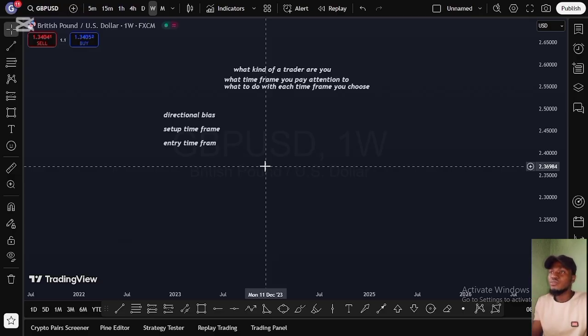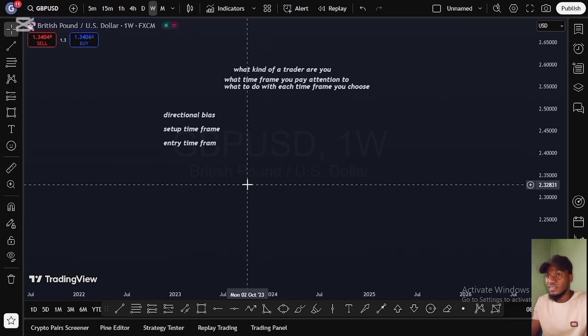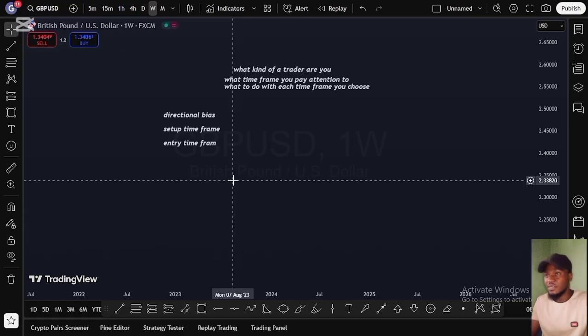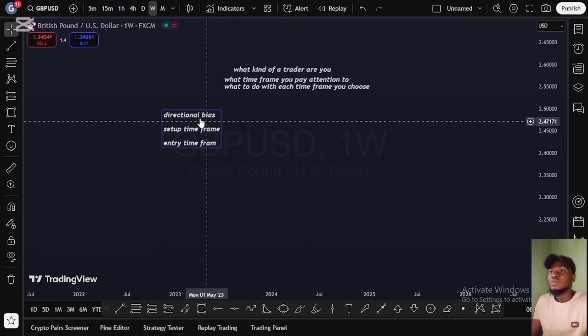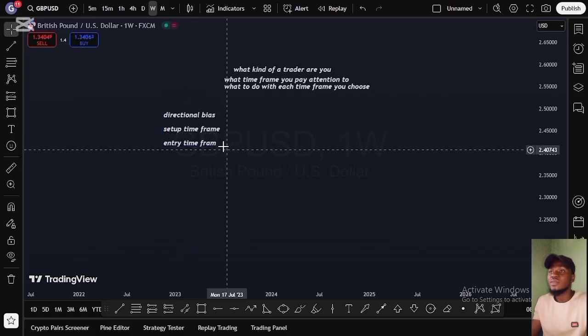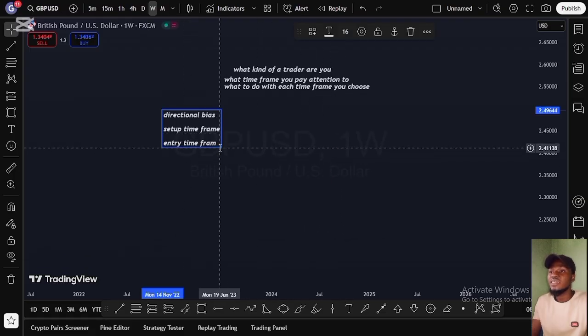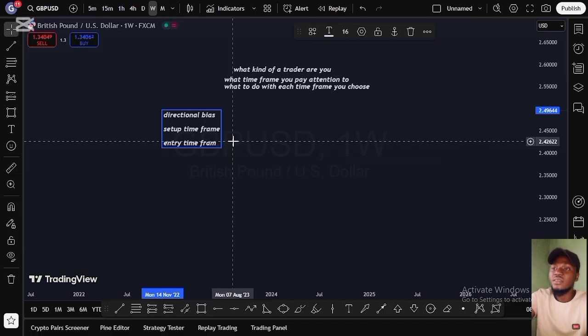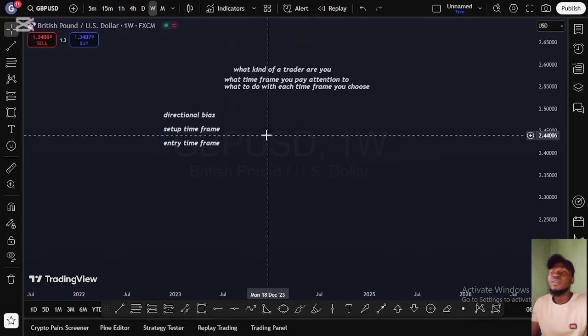Precise. It has to be simple so that you can always rinse and repeat. It should be a process that you repeat. You will not come the next day and miss one step and you are in trouble. So you don't have to do that. It's making sense, right? Nice. So now we have directional bias, the setup time frame and the entry time frame. I'm missing the E in entry. Yeah, so there we go.